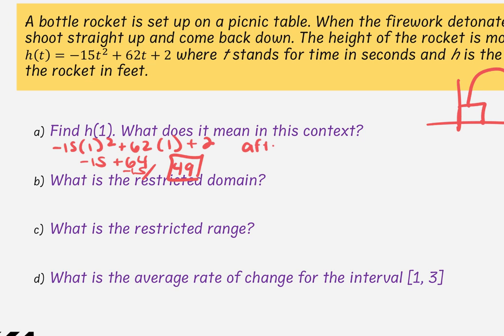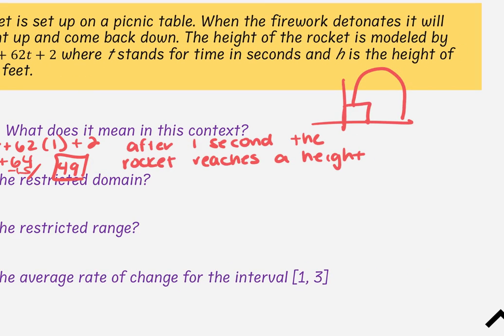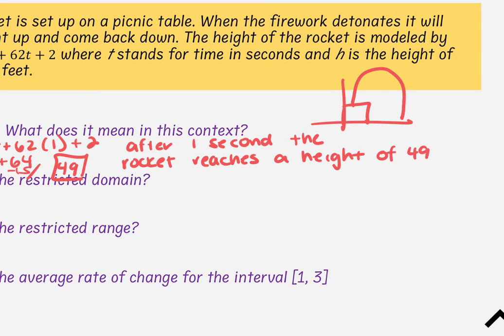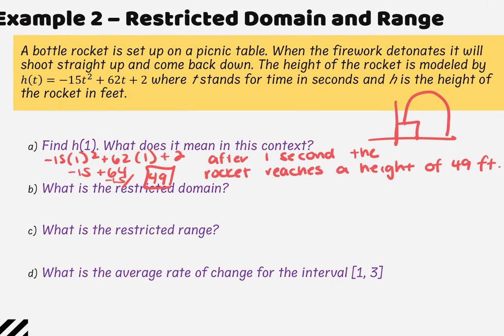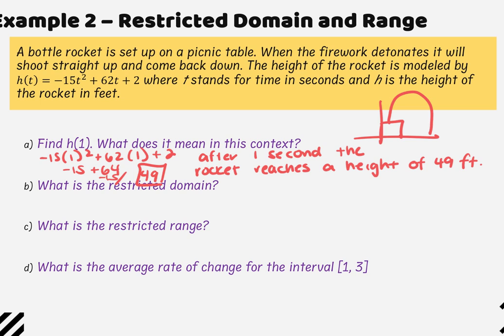So after 1 second, the rocket reaches, doesn't have to be exactly this, but reaches a height of 49 feet. So I have to give the input and the unit on the input. I have to give the output and the unit on the output. We good so far? Okay, so now go to B.